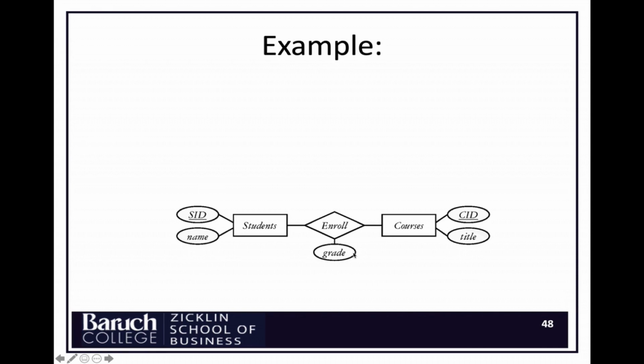This is a simple example. I'm sure you have seen this in your database class. So students enrolling in courses, so the relationship is enrolling. And this is just one way to represent it. There are multiple other ways and they're all fine. So we have a student entity, a courses entity, and each of them has a set of attributes.